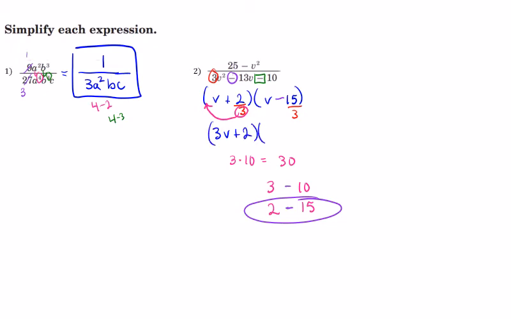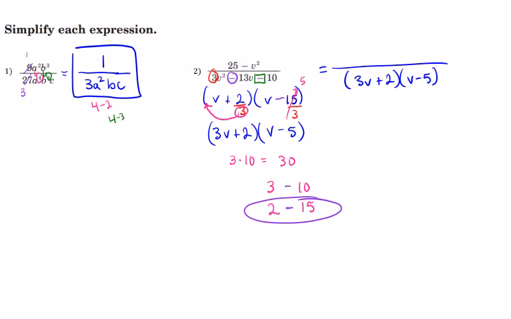Okay, and this other one, 15 over 3, that does reduce. That reduces to 5 over 1, right? So then that's just going to be v minus 5. So I'm going to bring that over, 3v plus 2 times v minus 5. That's all in the denominator.